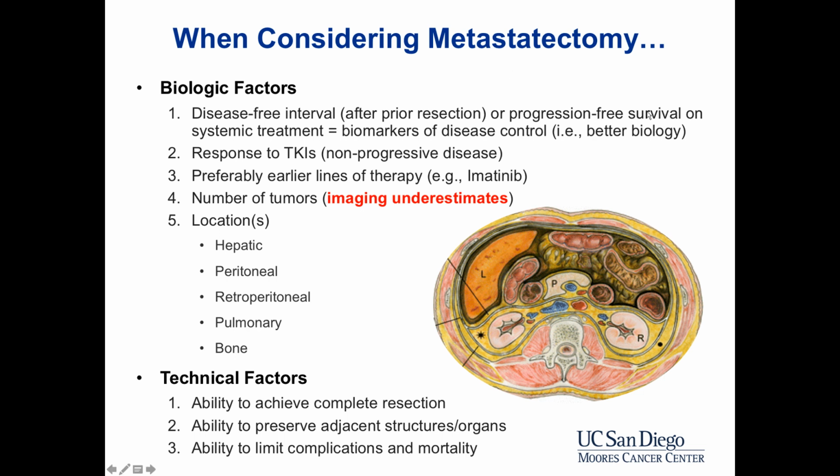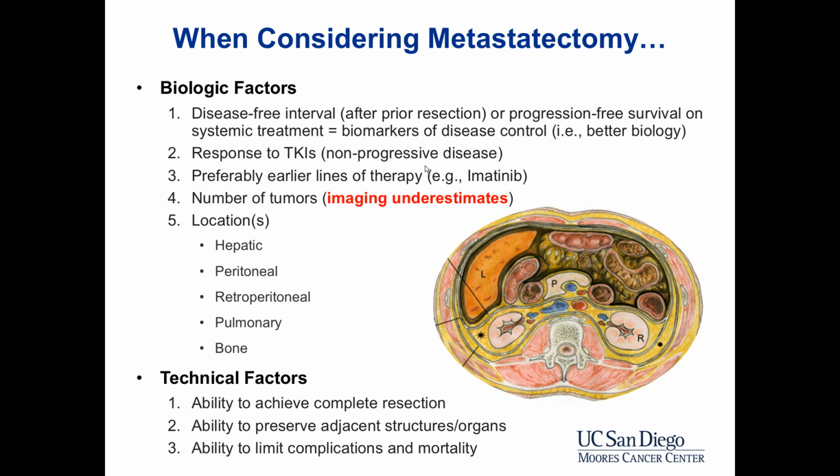The other factor being the progression-free survival on treatment, meaning that if somebody has metastatic disease and they're receiving some type of tyrosine kinase inhibitor or TKI therapy, that their disease is well controlled. So ultimately, when you look at both these factors, they come down to biomarkers of good disease control or good biology. If somebody has responsive disease to these tyrosine kinase inhibitors, including imatinib, and they don't have progression of their disease, again, it's a better biomarker of disease control and better biology.